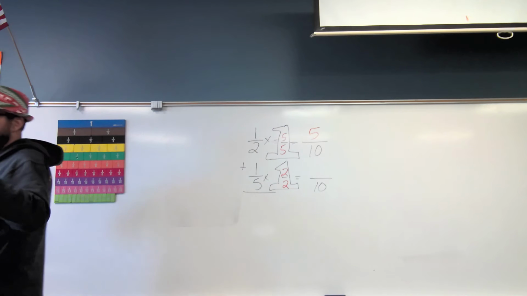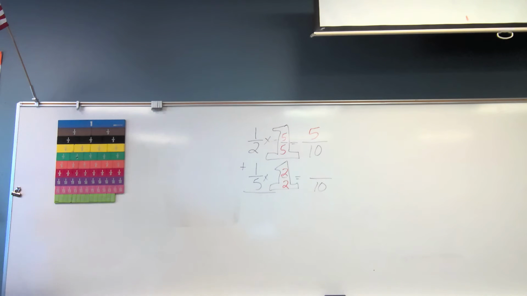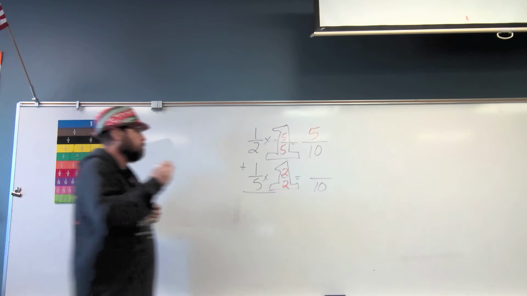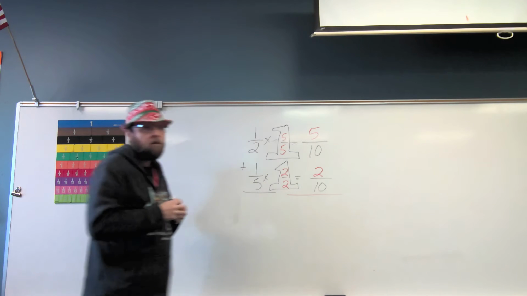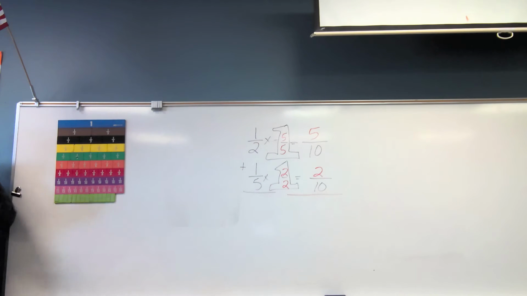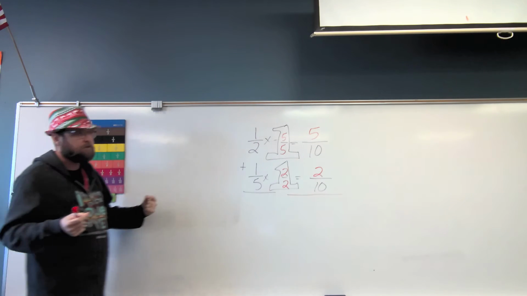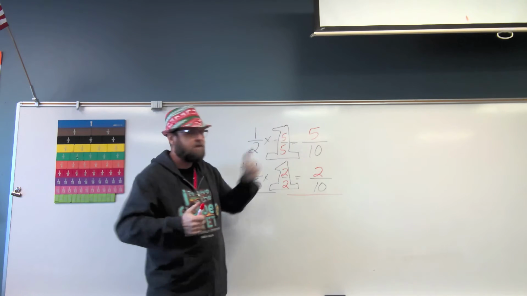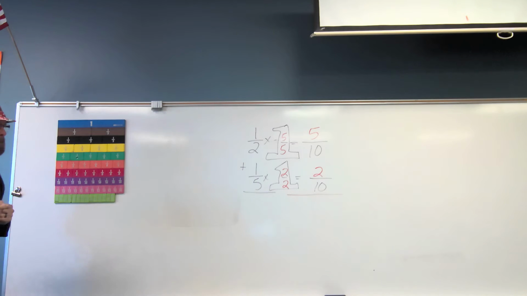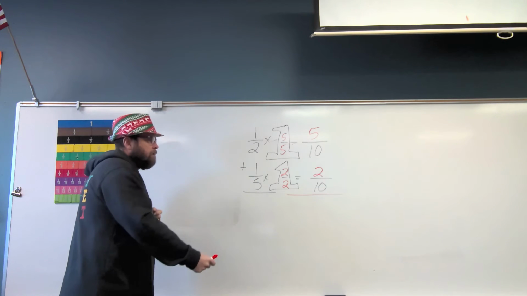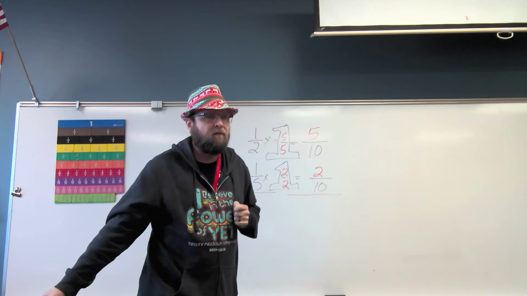Now I got to go to the smartest person in the class. And I ask Travis, what is 1 times 2? 2. Now, as Isaac told me earlier, I can add these two fractions because they have the exact same denominator. And so I go 2/10 plus 5/10.